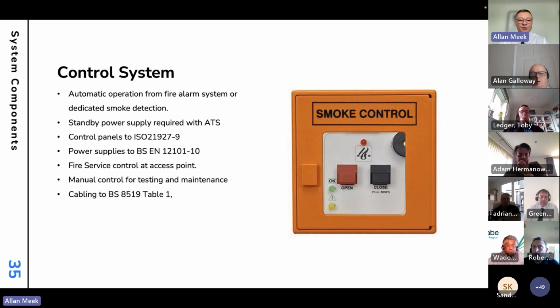There should be a manual control option for testing and maintenance as well. And then all cabling should be to BS 8519, typically category 2 for means of escape systems and category 3 for firefighting systems.